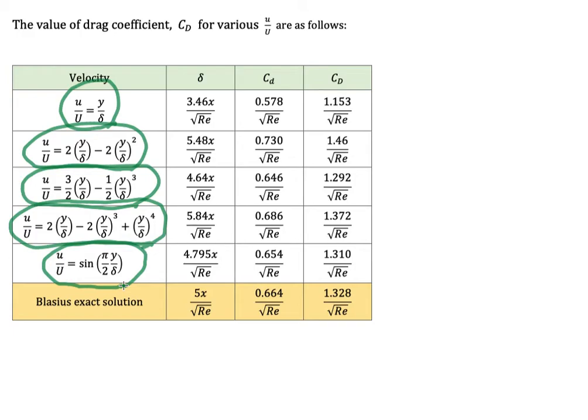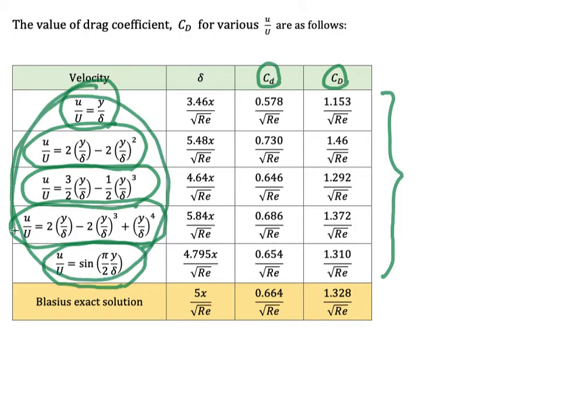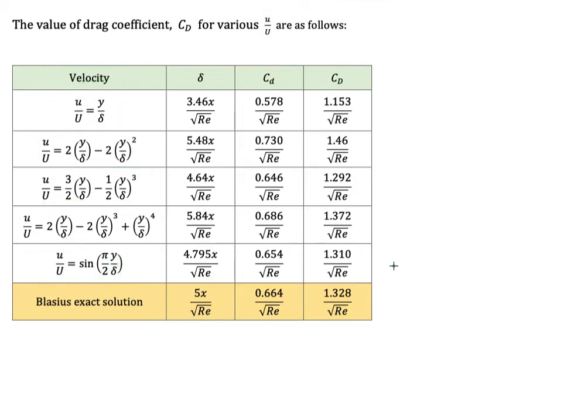I hope you could try at home to get the value of delta, local drag coefficient, and total drag coefficient by using these five velocity profiles, because these are very common, the representative ones in our syllabus for laminar boundary layer. So this is the answer for all the values here.